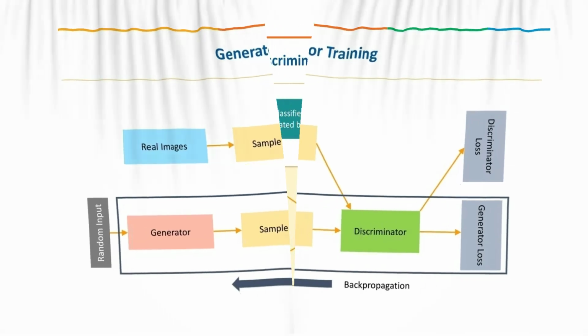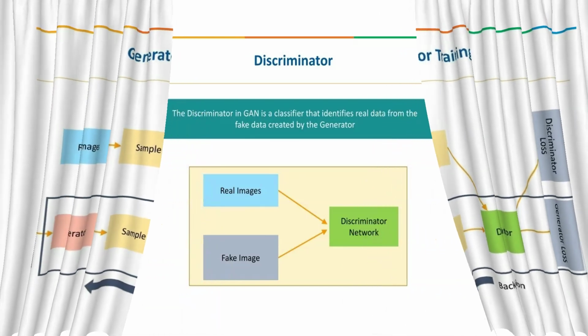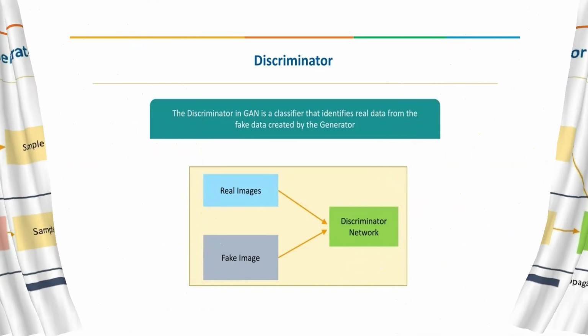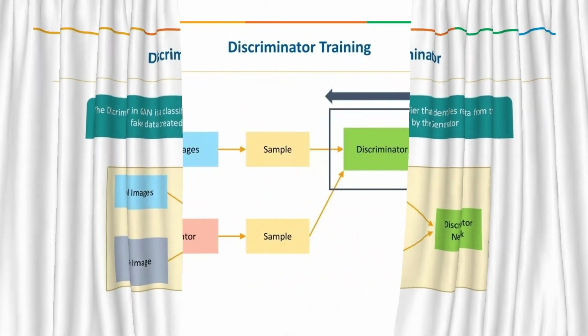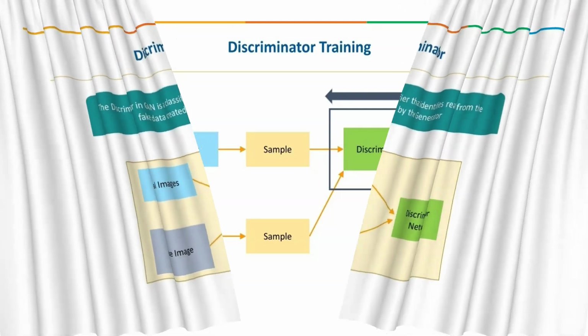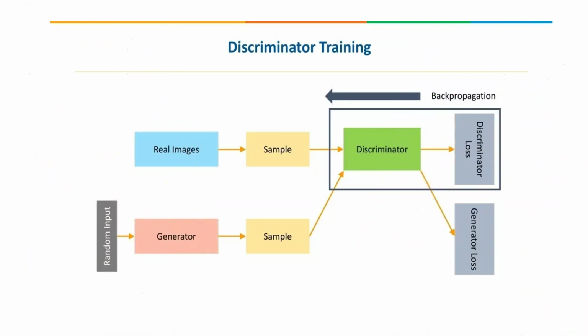Now let's discuss the discriminator. What is the discriminator? The discriminator is a network, a component in a generative adversarial network, whose task is to classify only real images and fake images. Now let's discuss discriminator training. We have discussed generator training. Now let's see discriminator training.